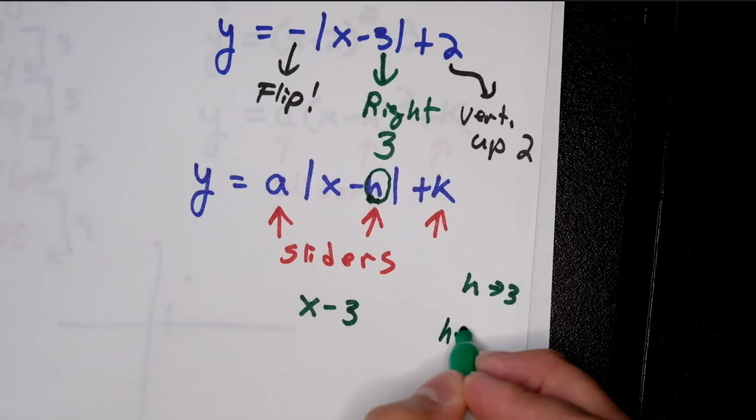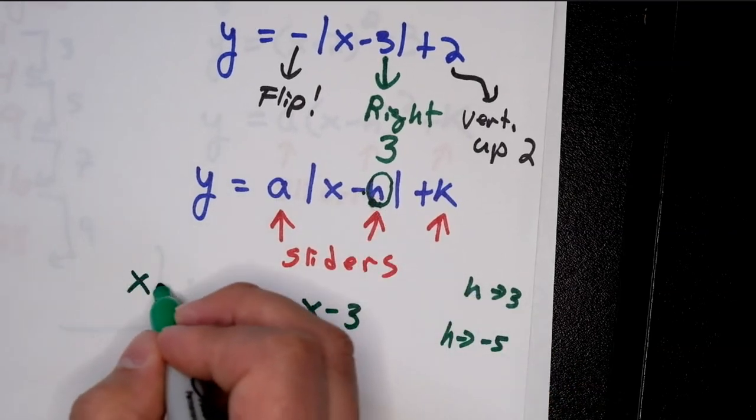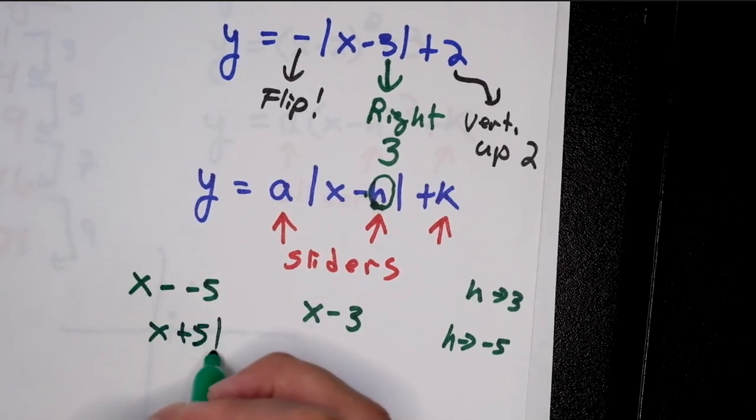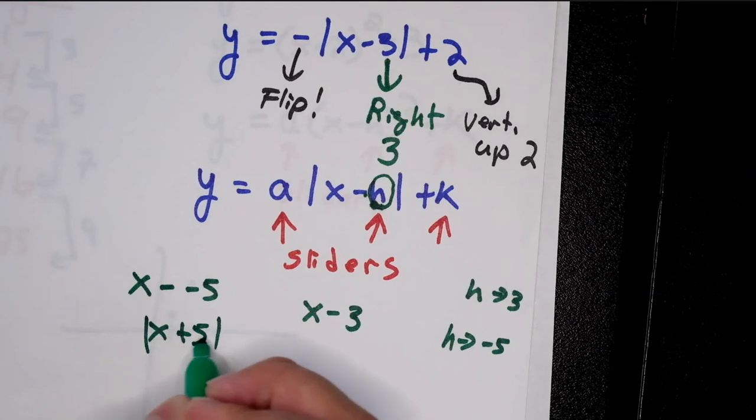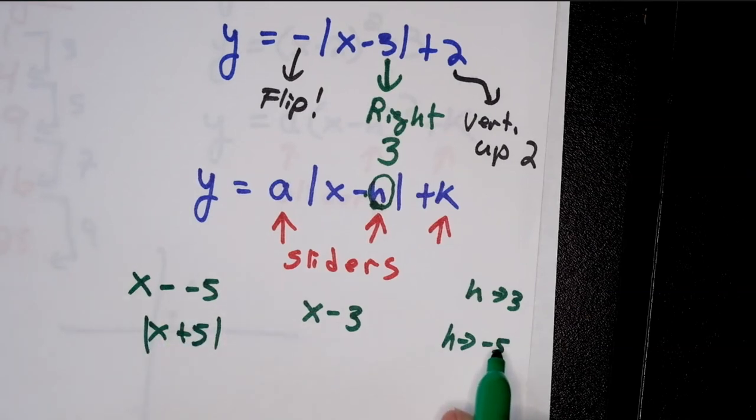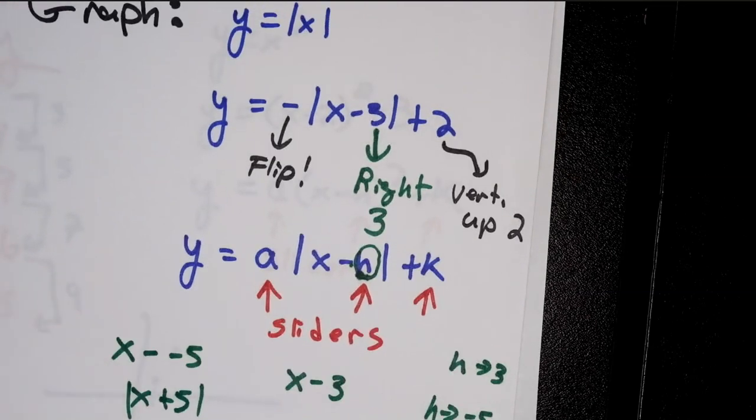If h were, say, negative 5, when you put it into this equation, it would become x minus a negative 5, which is the same thing as x plus 5. And so when you see this in the equation, you're actually shifting it to the left 5 because your h value there is actually negative 5. So you can put that in Desmos if you want and check it. Right now, I'm going to move on to the next one, which is going to be the cubic function.